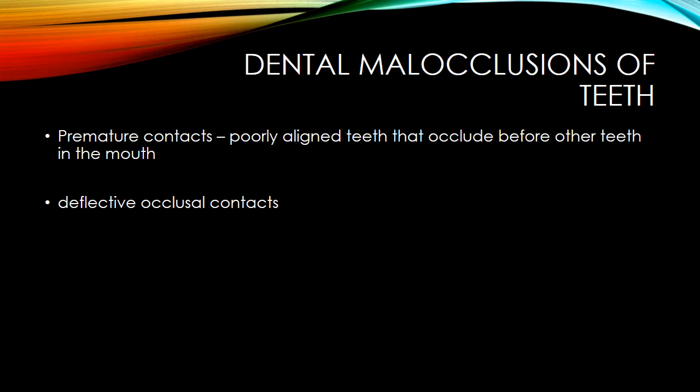Premature contacts refer to poorly aligned teeth that occlude before other teeth in the mouth. The premature contacts could also be called deflective occlusal contacts if, upon closing in a posterior position, the teeth do not close directly into best or tightest fit but instead hit the prematurity first, deflecting the mandible before it can reach maximum intercuspation.